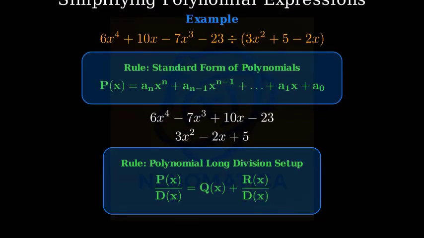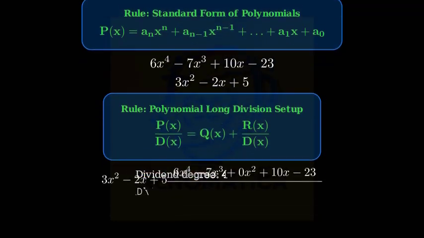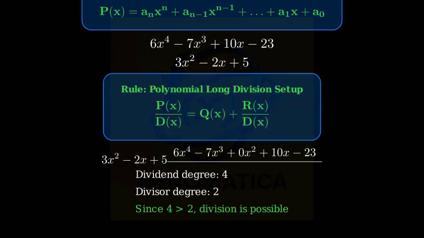We'll arrange it similar to how we perform regular long division. First, we write the dividend, which is 6x to the fourth minus 7x cubed plus 10x minus 23, and the divisor, which is 3x squared minus 2x plus 5. Let's verify that we can perform the division.